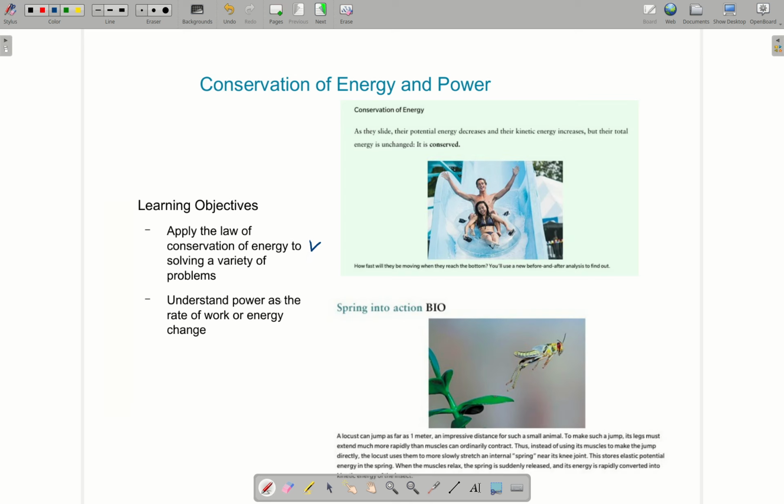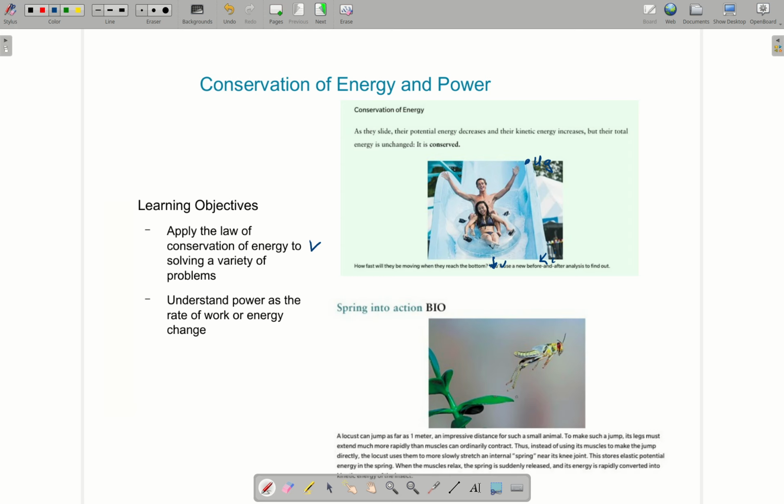variety of problems. These two examples here are shown as examples of conservation of energy. While these two people are sliding down, up here as they start to slide down, they have potential energy. And as they slide down, at the bottom they only have kinetic energy and velocities. So potential energy converts to kinetic energy here.